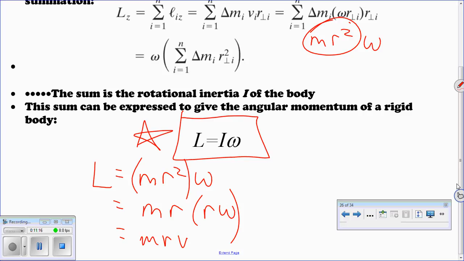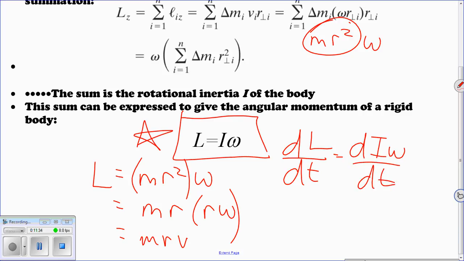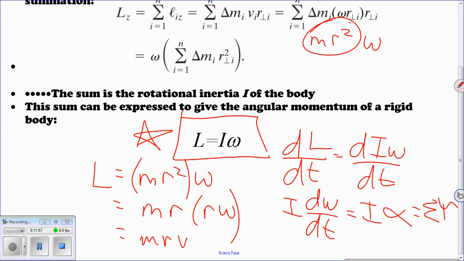And then if you divide both sides by time, I guess let's take the derivative of both sides with respect to time. Then that gives you the derivative of I omega with respect to time, which is the same as I times the derivative of omega with respect to time. What's d omega dt? What's the derivative of angular velocity, guys? Angular acceleration. And what's I alpha? Net torque. Everything fits together. Cool?